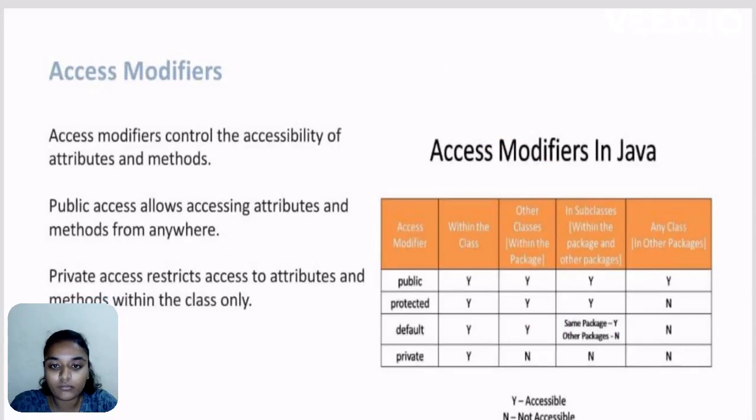Next is access modifiers. Access modifiers control the accessibility of attributes and methods. Public access allows accessing attributes and methods from anywhere. Private access restricts access to attributes and methods within the class only.